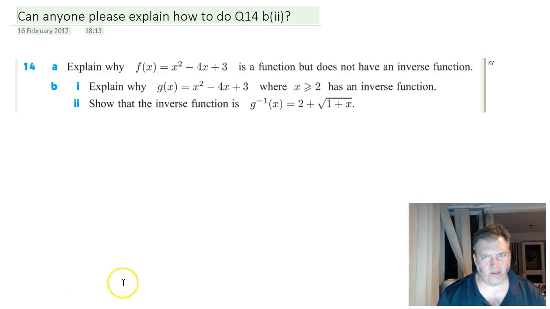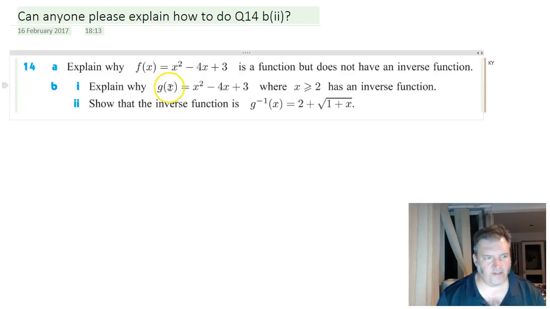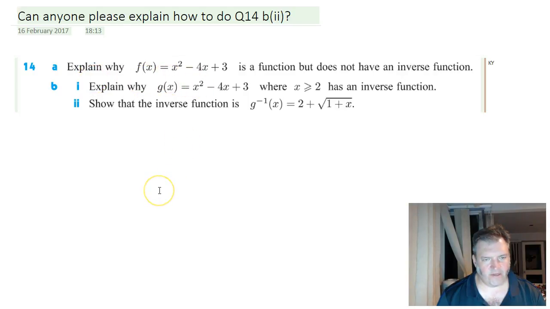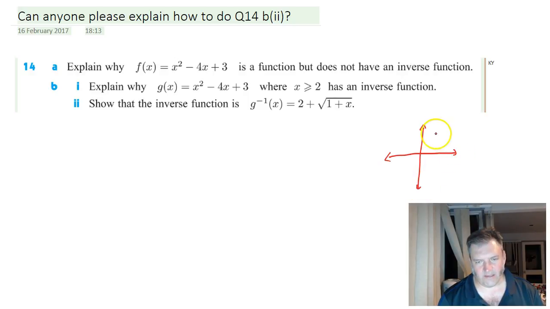Alright, I figured we might get a question or two on inverse functions, so let's have a look here. Explain why f of x equals x squared take 4x plus 3 is a function but does not have an inverse function. Well, you could get your calculator out and draw it, but I reckon this one's actually easy enough. If we have a little think about it, we'll be able to see what it looks like pretty quickly and easily. So here's y and x.